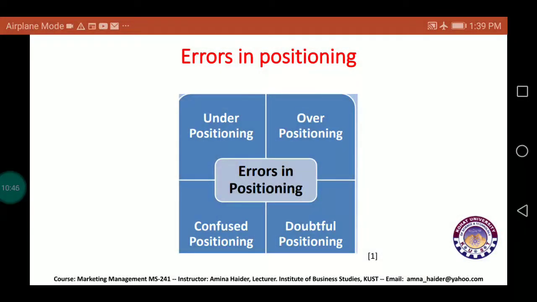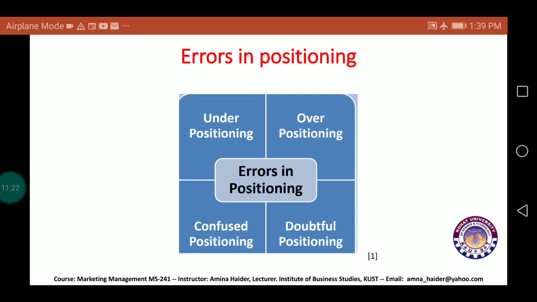The next is confused positioning. Sometimes buyers may have a confused image of the brand. This may occur as a result of frequent changes in the positioning statement. It happens when marketers either change their position or offer benefits that contradict each other, so that the audience becomes confused about what the product actually offers.